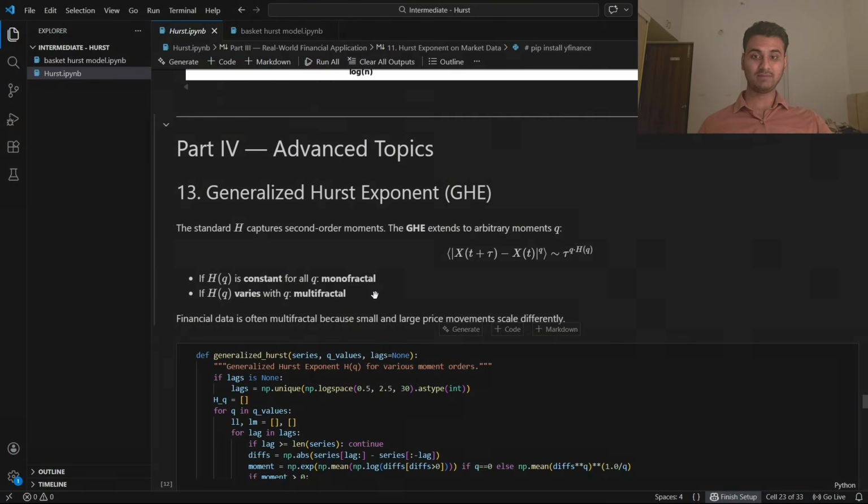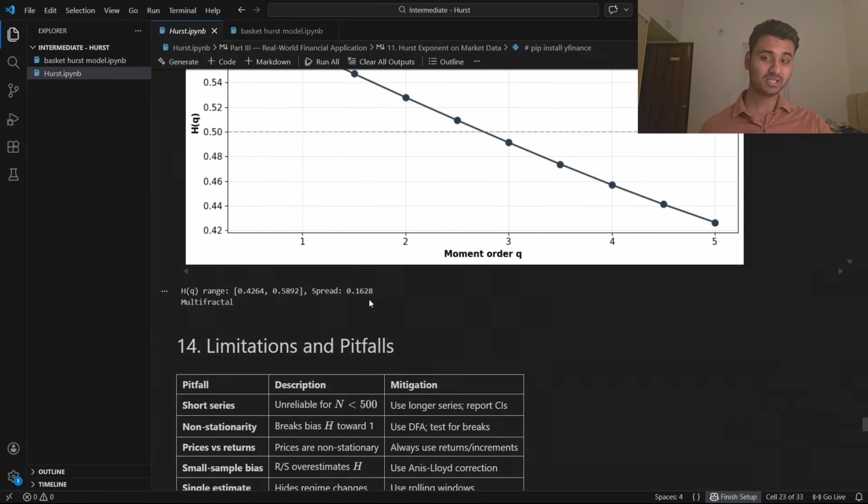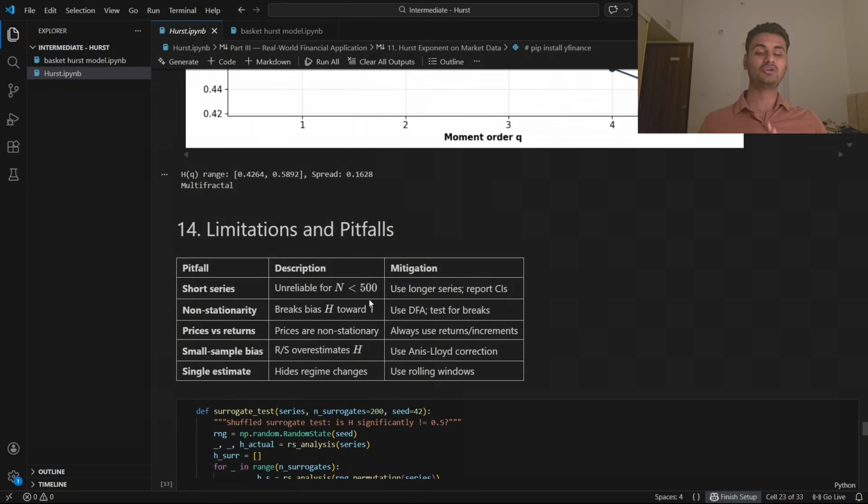Talking about the limitations and pitfalls of the Hurst exponent: if the series is short, it is unreliable. For short memories of less than 500 observations, use longer series and report confidence intervals. And talking about non-stationarity, breaks bias H towards 1, which pushes false positives towards 1, giving more signals towards trend following. As we talked about, we can use DFA and test for breakouts.